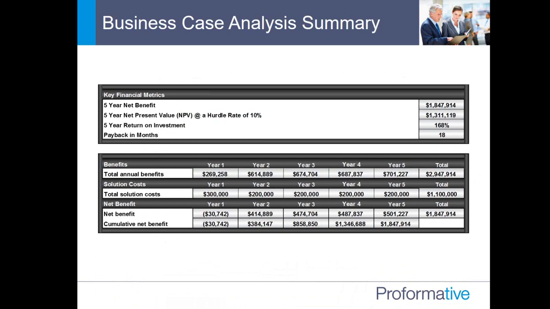And so when you look at the top box, you can see that 1.847 million in 5-year net benefit, but when you discount that at a hurdle rate of 10%, you get 1.3 million, and that's the net present value. If you take the net benefit of 1.8 million divided by the total cost of 1.1 million, that's where you get the 168% ROI. And then again, you can see that the line's going to cross somewhere in year 2, and when we did this analysis more rigorously, and you saw the payback chart earlier, then you're hitting payback around month 18.